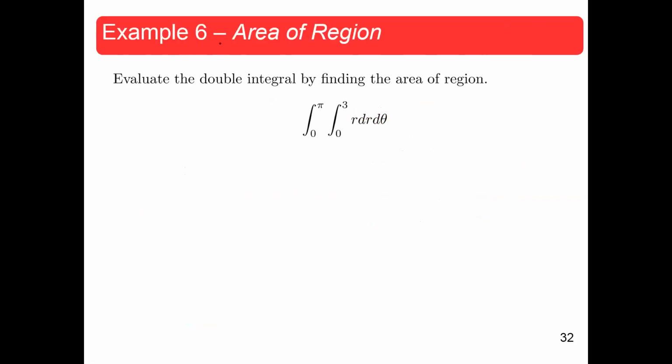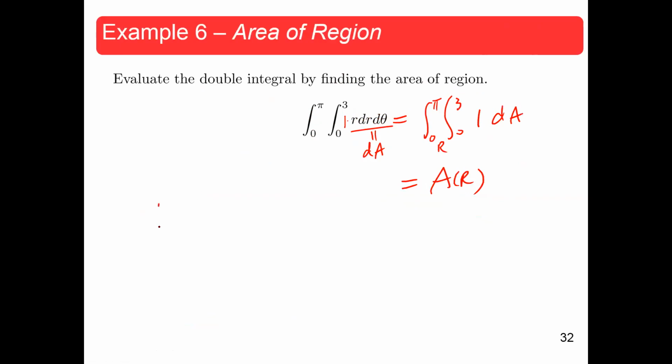So let's take a look at this example 6, area of region. Evaluate the double integral by finding the area of the region. We have the double integral from 0 to pi, 0 to 3, r dr d theta. Because the integrand is 1, this is just the same as the integral from 0 to pi, 0 to 3, of 1 dA, because r dr d theta is dA over region R. So we know this double integral should be just the area of the region.